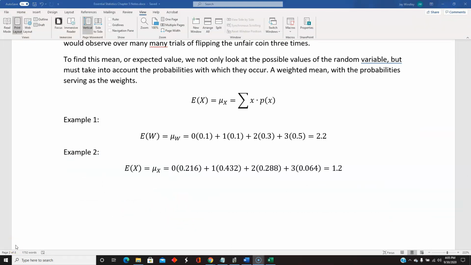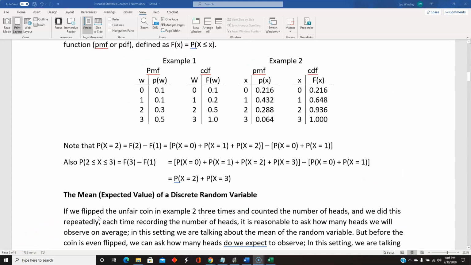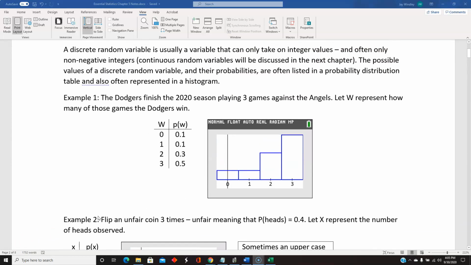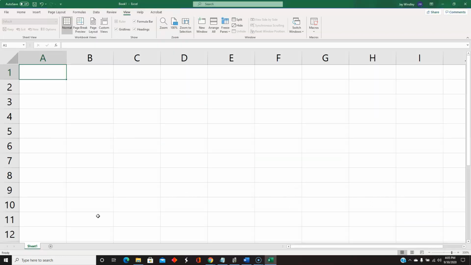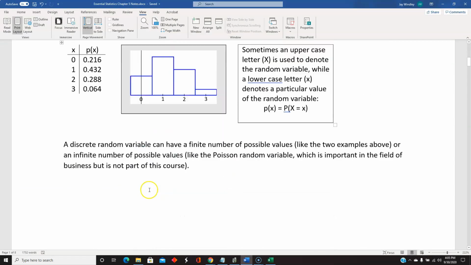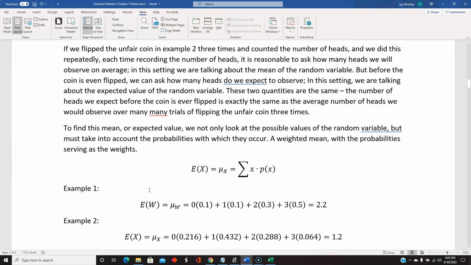Since Connect Math gives us the option of sending our data to Excel, I wanted to show you how to also do these calculations on Excel. So if we go back to the first example with the Dodgers wins, if I put the possible values of the random variable in one column and I put their probabilities in the other column, then I can ask Excel to multiply those together, because that's exactly what we're going to do here in our formula.